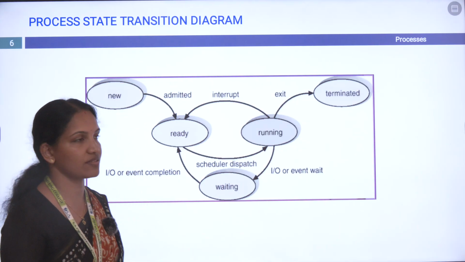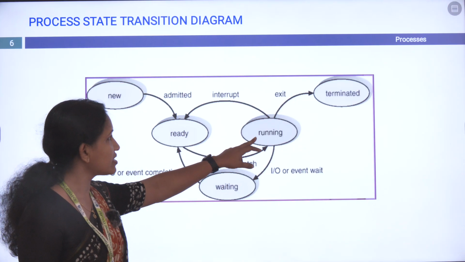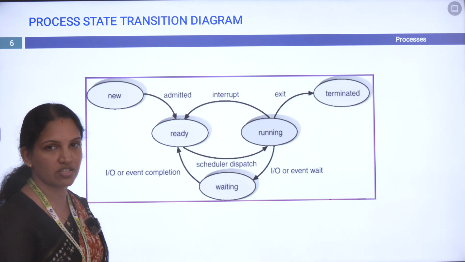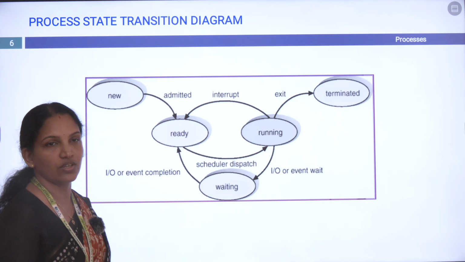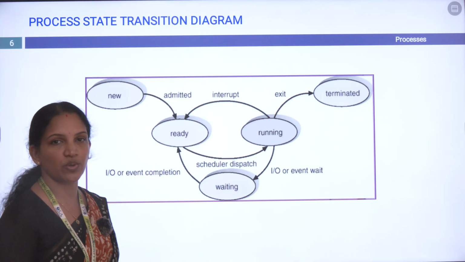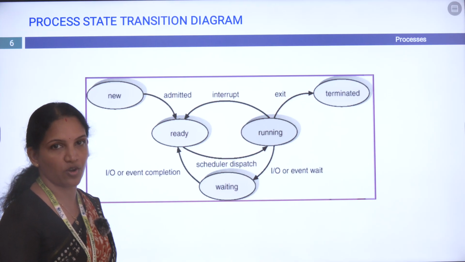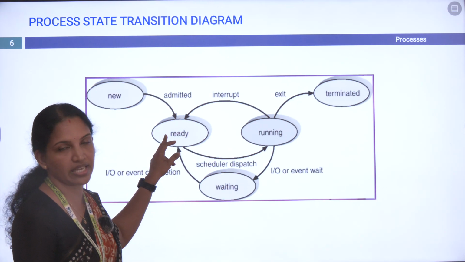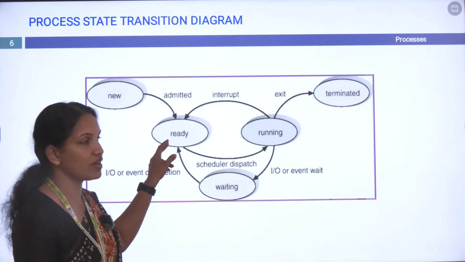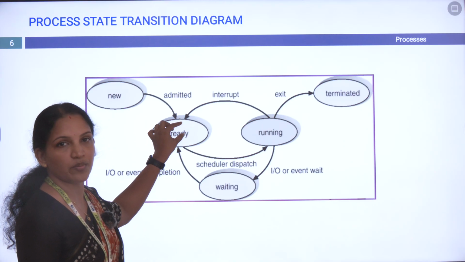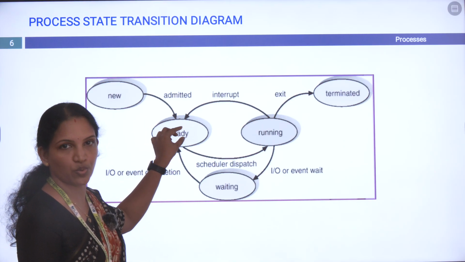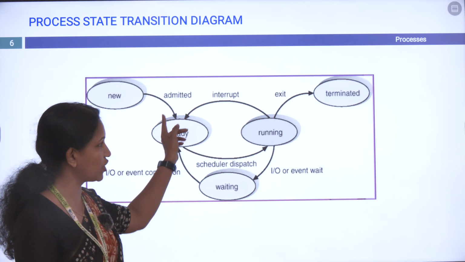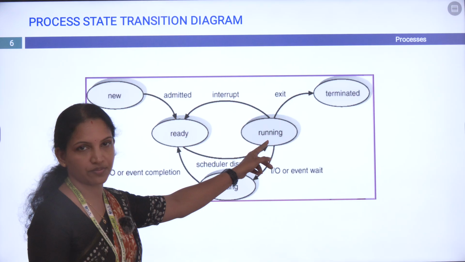There are 3 cases. While running, suppose an interrupt occurs, the processor has to service the interrupt. It has to execute the interrupt service routine. So what the processor will do is suspend the execution of the process. Then it will go to the ready state again. That is, again it is waiting for the processor. Once the processor finishes the interrupt service routine, again it will start execution. That is, again it will go to the running state.